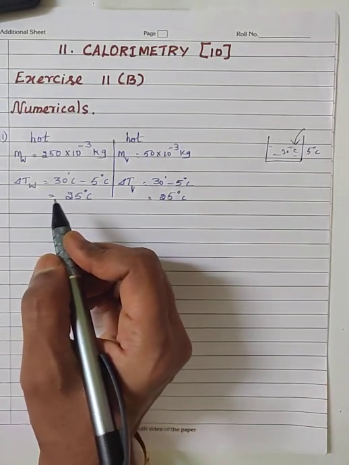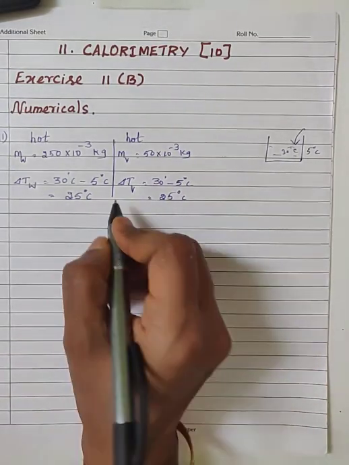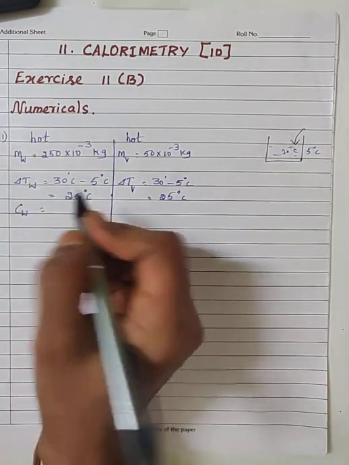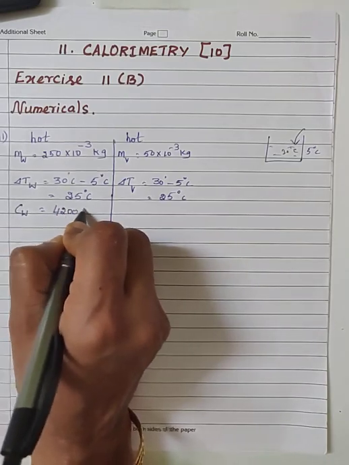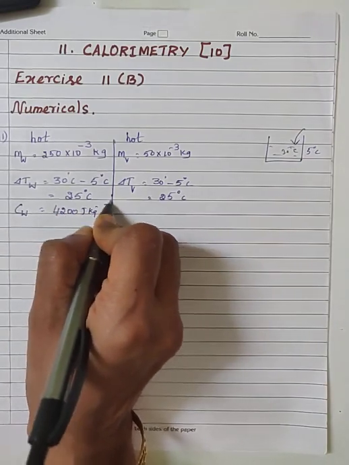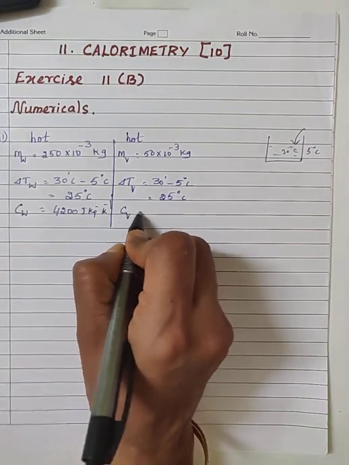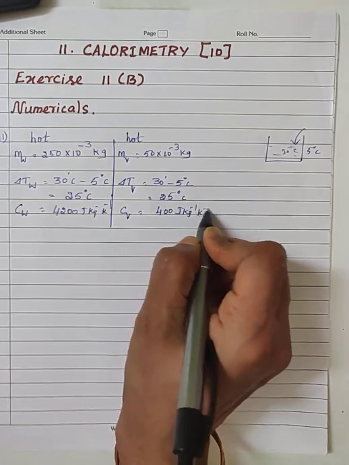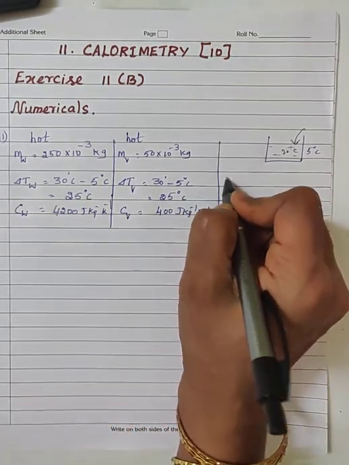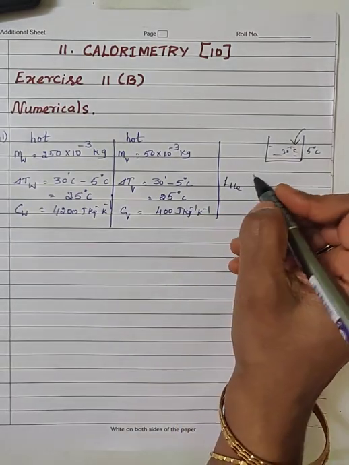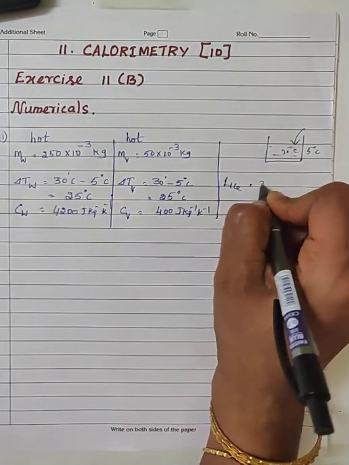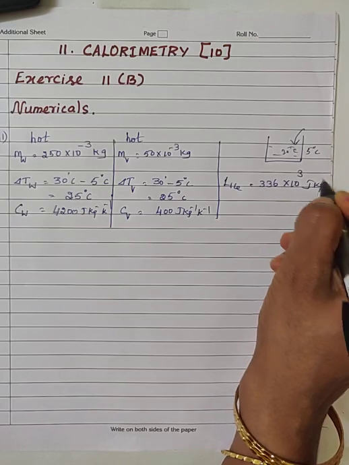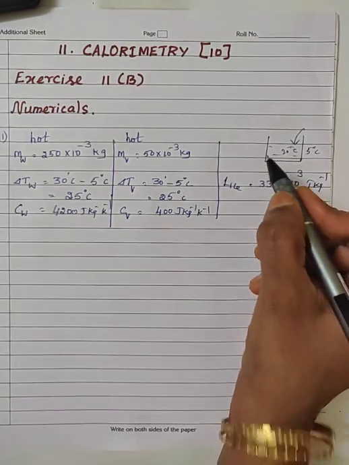Next, the specific heat capacities of water, vessel and ice are given. The specific heat capacity of water is given as 4200 joule per kilogram per Kelvin. And the specific heat capacity of the vessel, that is copper, is given as 400 joule per kilogram per Kelvin. And the latent heat of fusion of ice is also given as 336 into 10 power 3 joule per kilogram. Okay, so we have written all the data.